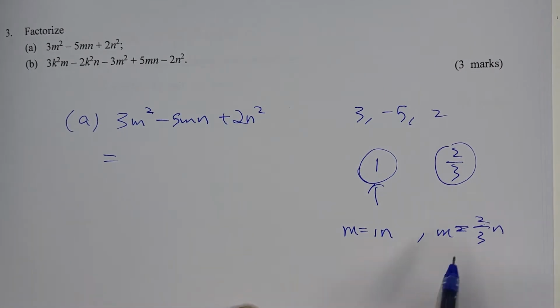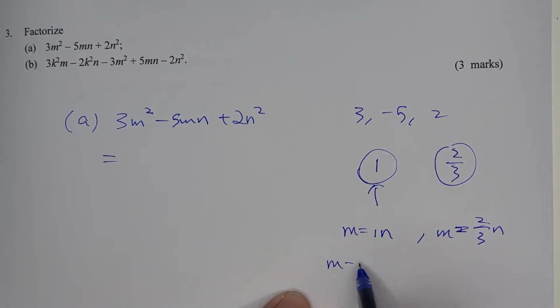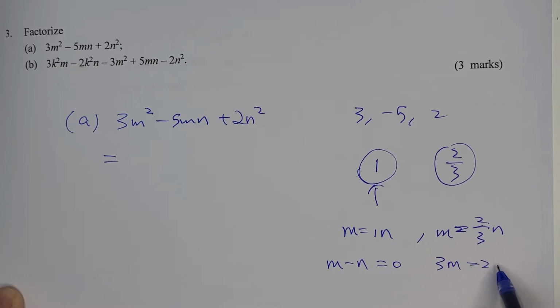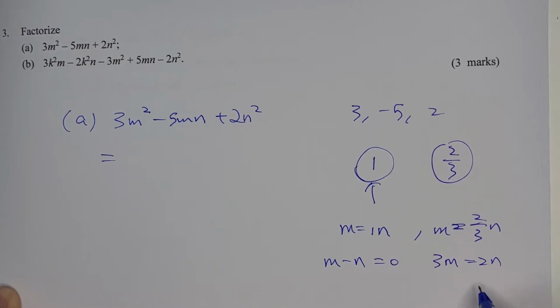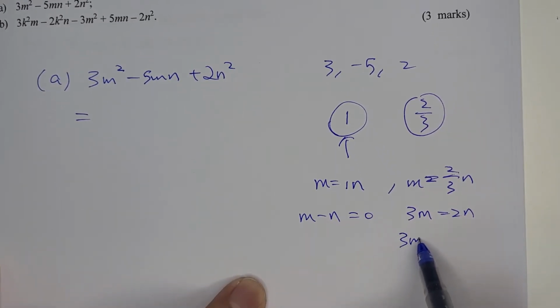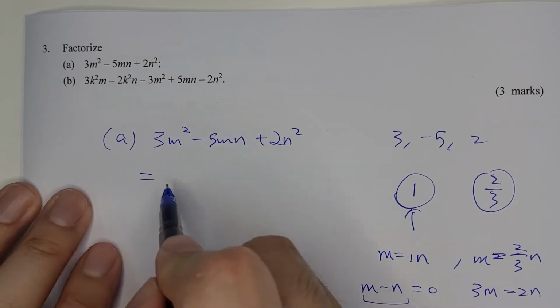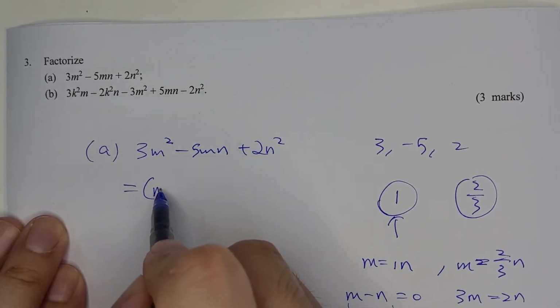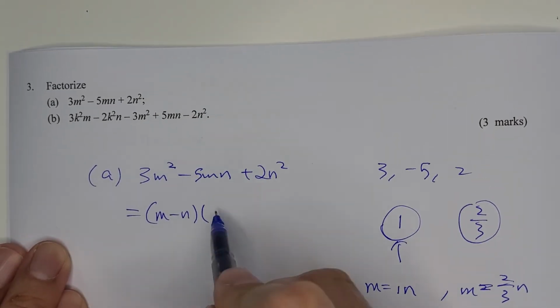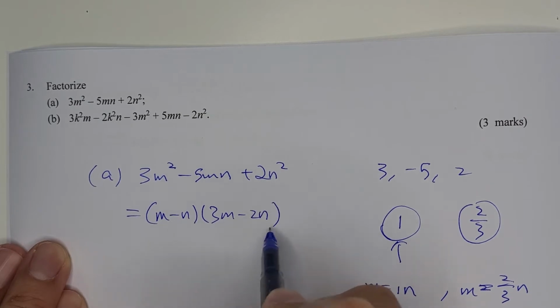Then you need to make the right hand side become 0. So m minus n equals 0. And next, you need to multiply by 3 to make it have no fraction. So the final expression will be 3m minus 2n equal to 0. And this is your factor. So the answer is m minus n multiplied with 3m minus 2n.